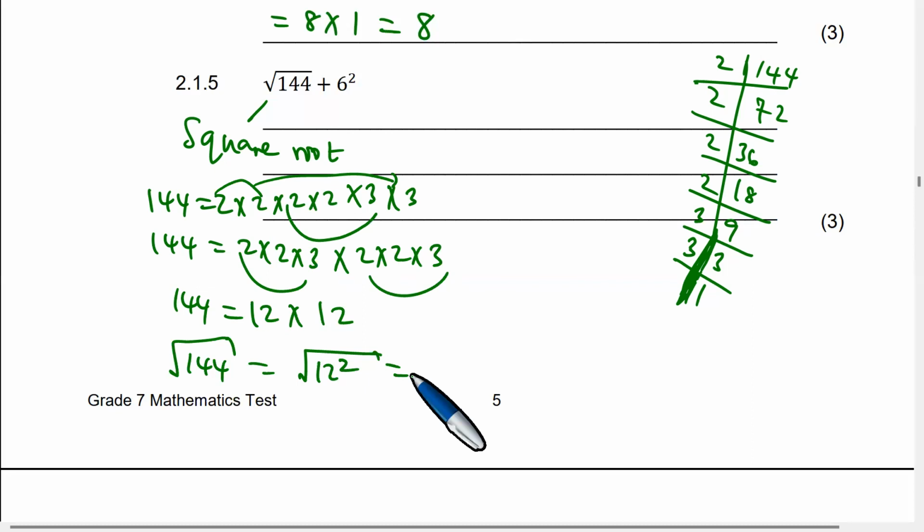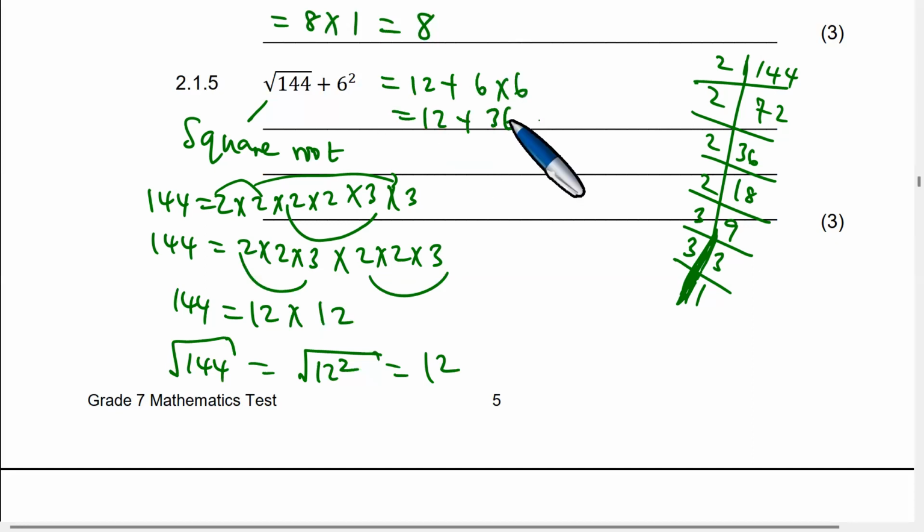So in other words, the square root of 144 is the same as 12 squared. The square root removes the square and you just get 12. So when you come here, the square root of 144 is just 12. And 6 squared is 6 times 6. What is 6 times 6? 36. 12 plus 36 is what? It's 48. And hence that's why I said you were right.